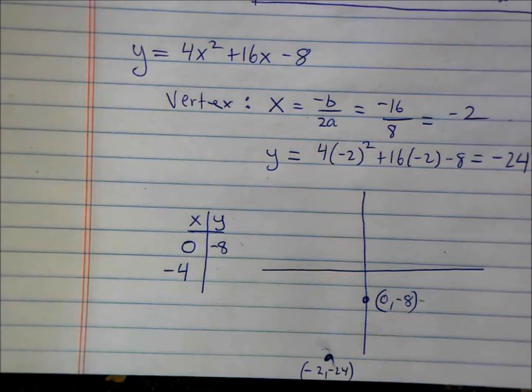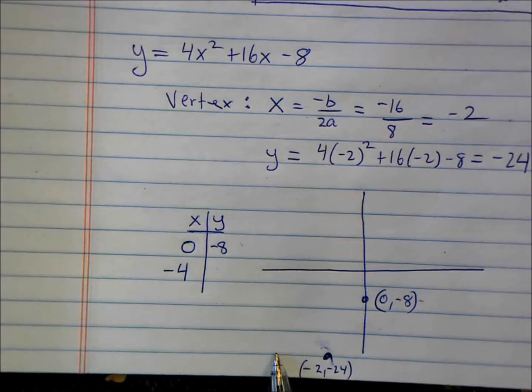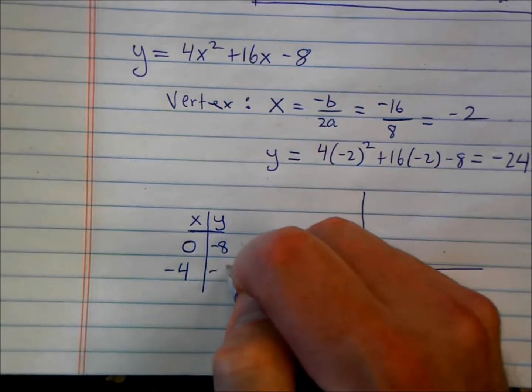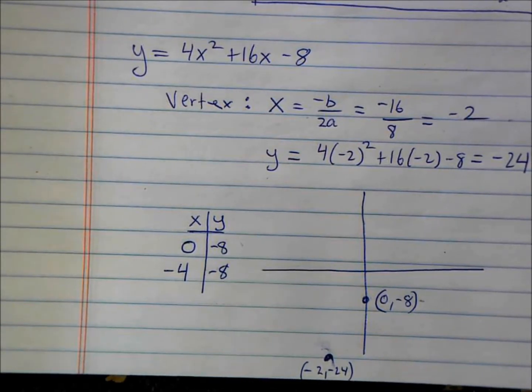Why is negative 4 your favorite number smaller than negative 2? Perfect. When I plugged in 0, how many steps did I go to the right? 2. If I go 2 steps to the left, what's my y number going to be? Exactly the same, isn't it? So I don't really need to go through the work of plugging in negative 4. I know my answer is going to be negative 8.